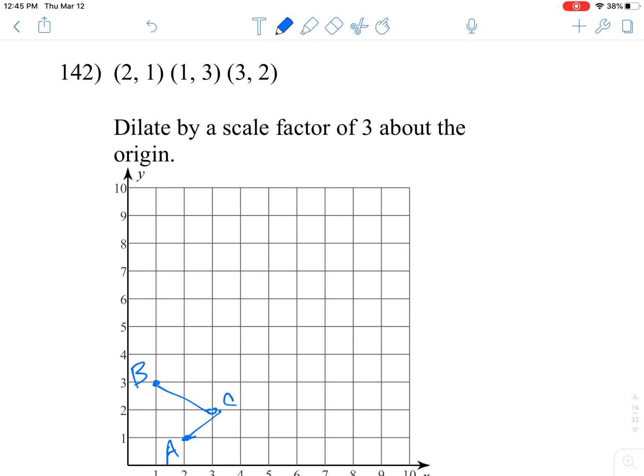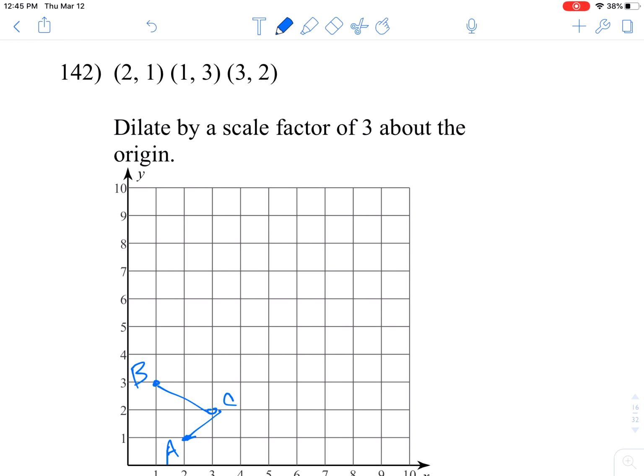Scale factor of 3 means we're going to multiply by 3. 2 times 3 is 6. 1 times 3 is 3. 1 times 3 is 3. 3 times 3 is 9. 3 times 3 is 9. 3 times 2 is 6. And so we go through and we go, okay, 6, 3 is the new A.